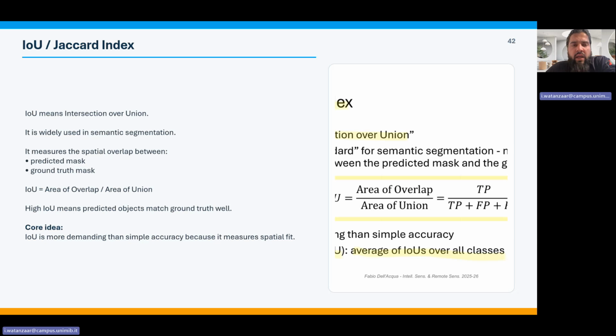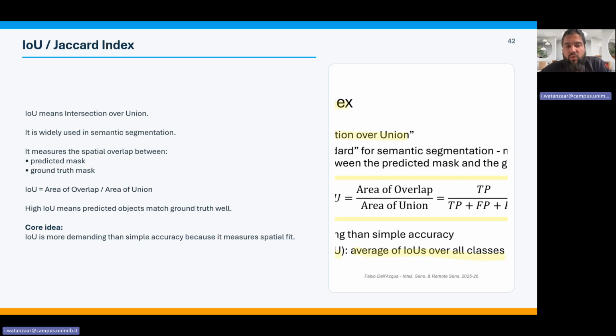One of them is really famous. It's called IoU, or the Jaccard index. IoU means intersection over union. It is widely used in semantic segmentation, so it measures the spatial overlap between the predicted mask and the ground truth mask. So we have two different masks, and they look at this overlap. In the simple formula, the area of overlap is divided by the area of union. That's why it's called intersection over union, or the Jaccard index. Dividing the overlap by the union gives the intersection over union.